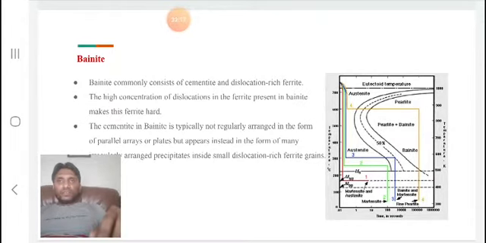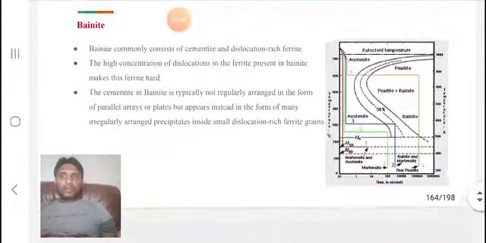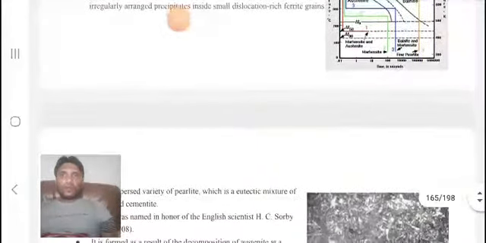The high concentration of dislocations in the ferrite present in bainite makes this ferrite hard. So when there are more dislocations, ferrite will also become hard because there will be a disturbance in the transformation of stress. So therefore dislocation of ferrite leads to increase in the hardness of the ferrite. The cementite in bainite is typically not regularly arranged in the form of parallel arrays or plates, but appears instead in the form of many irregularly arranged precipitates inside the small dislocation.